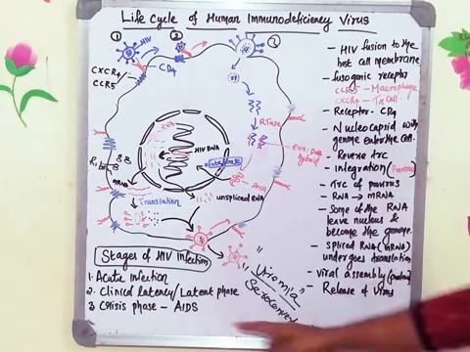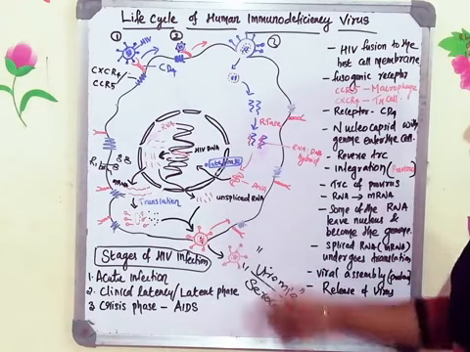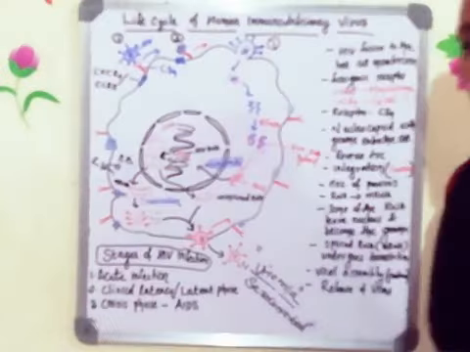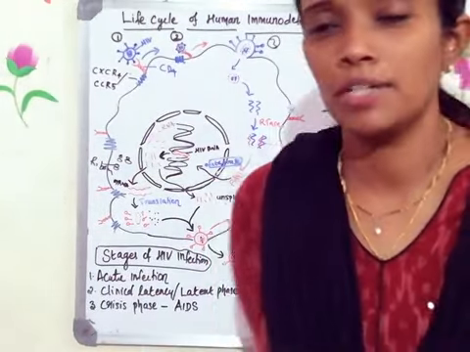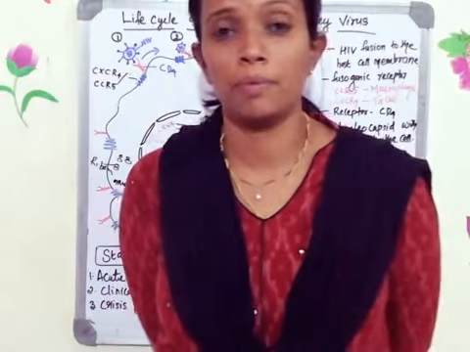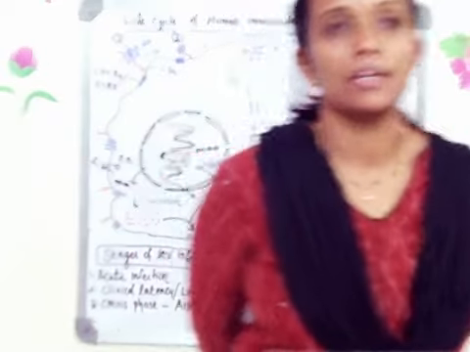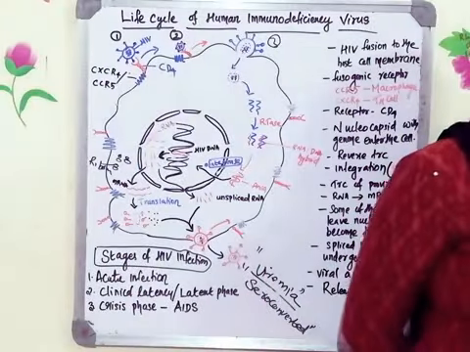The last stage is known as the crisis phase. The third stage of HIV infection is known as the crisis phase. Crisis phase is the AIDS. This particular stage will have a very badly damaged immune system. So in the crisis phase, people will have a very badly damaged immune system, and thereby they will be prone to all the other infections.